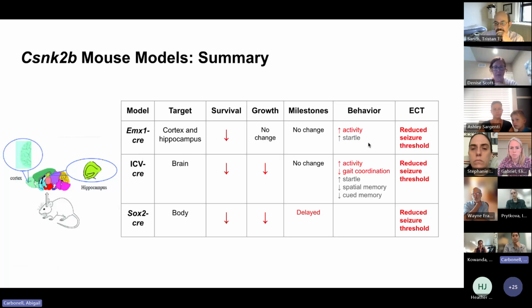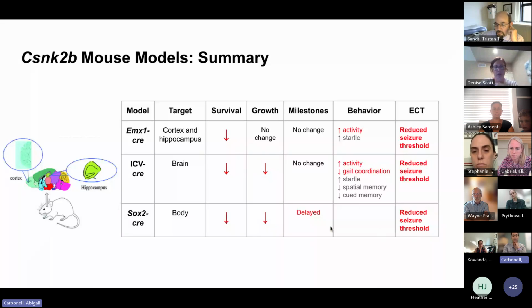There is this increased activity, and then increased startle or exaggerated sensory motor response, as well as reduced seizure threshold in these mice. At the level of the brain, when we target it, we see reduced survival, reduced growth. We see this increased activity picture, and we also see differences in gait coordination, as well as reduced seizure threshold. And finally, when we target the whole body, we see the most broad deficits, where if CSNK2B is missing throughout the body of the mouse, there's reduced survival, reduced growth, as well as delayed motor milestones and reduced seizure threshold.